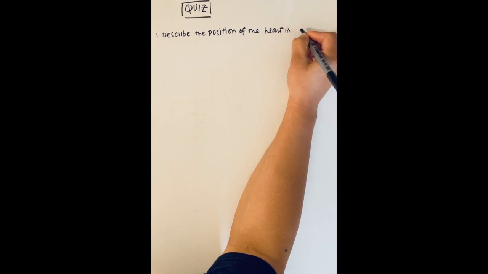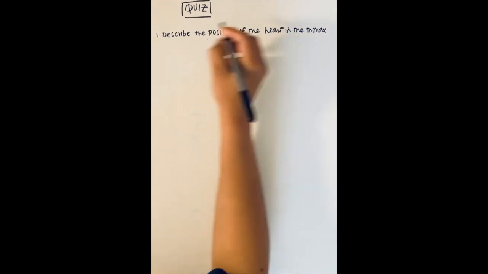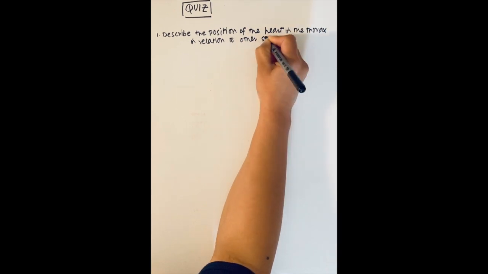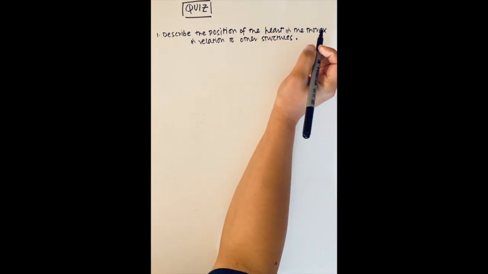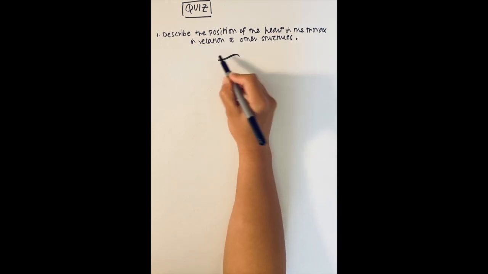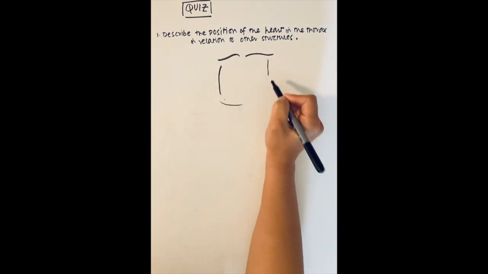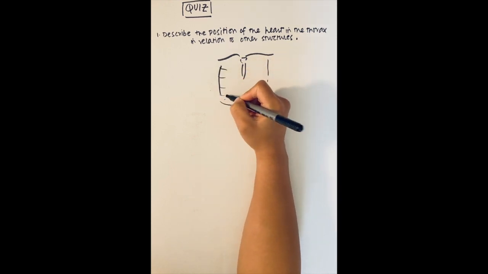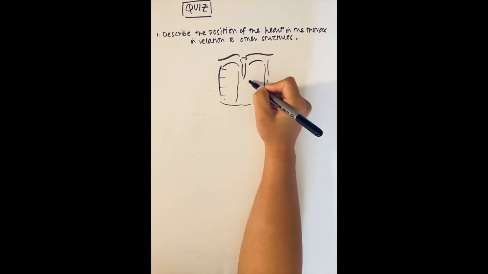For the first question, let's try to describe the position of the heart in the body in relation to the other structures present. Try to think of what might be above or below the heart, in front of it, behind it, and to its sides.